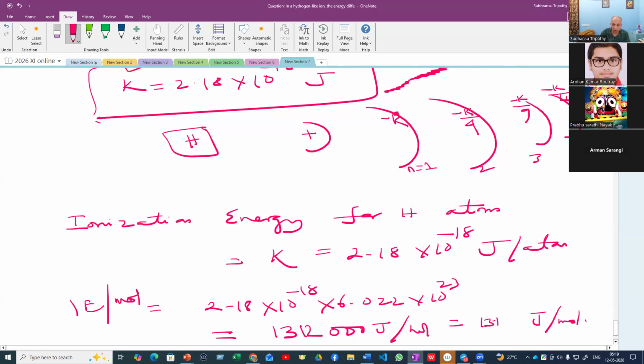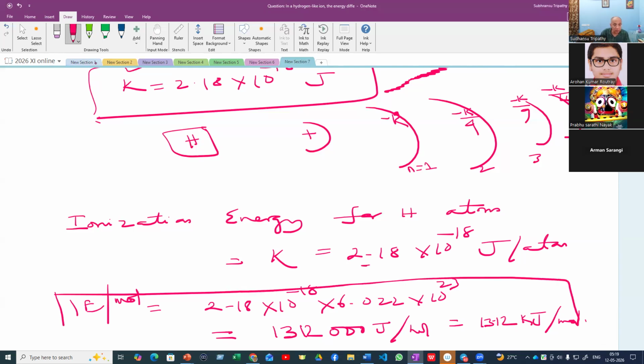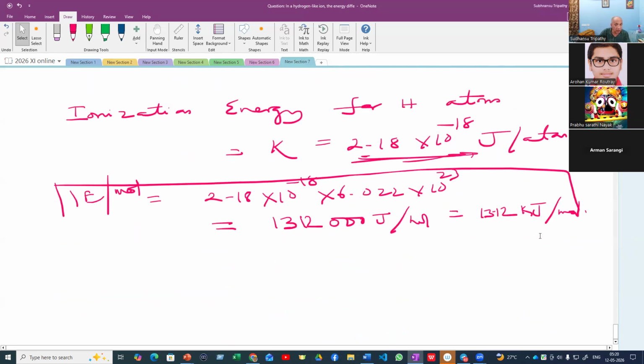So this is kilojoules per mole. But for calculation, we don't need per mole, we need per atom. Per atom, it is this much. For all calculations in Bohr's theory, we don't take per mole data. Either we take 2.18 times 10 to the minus 18 or 13.6 electron volt.